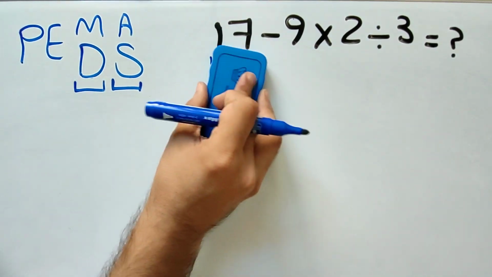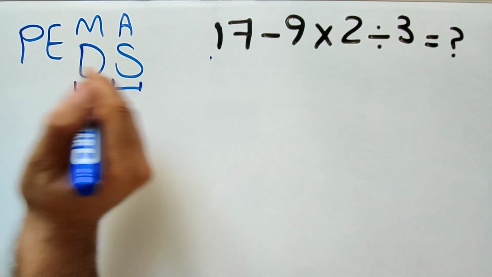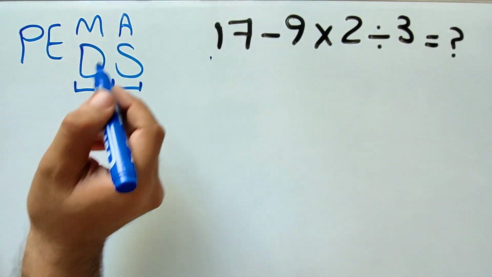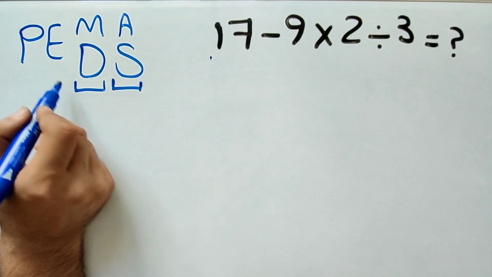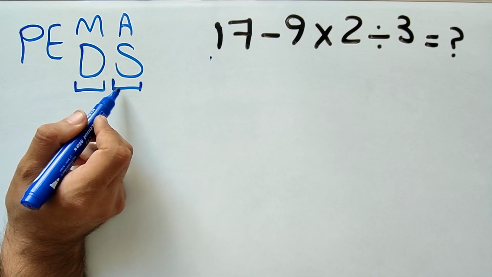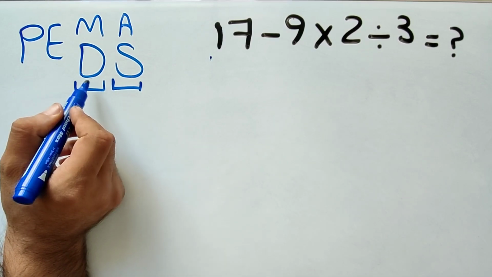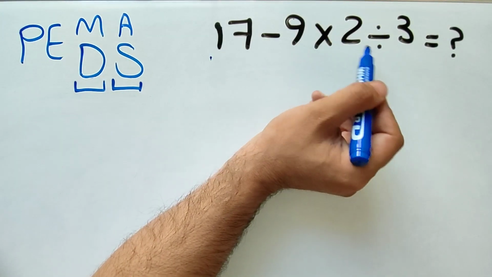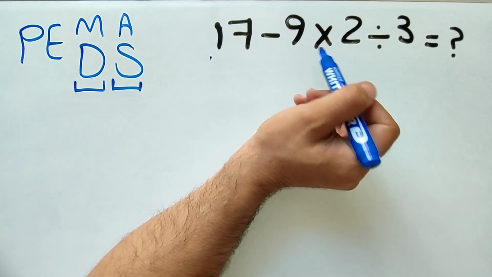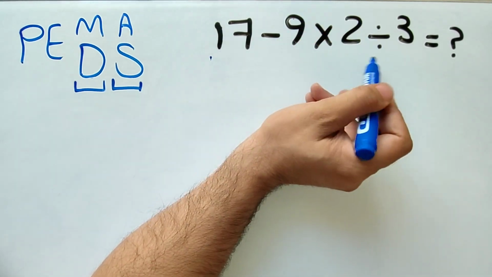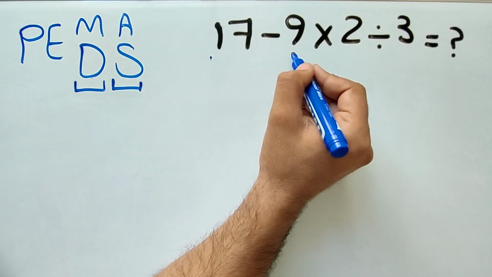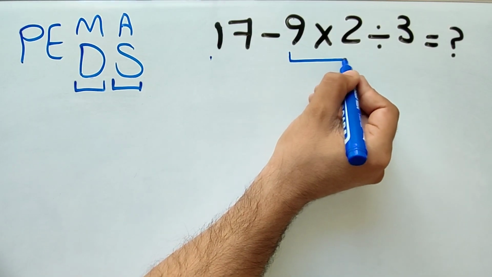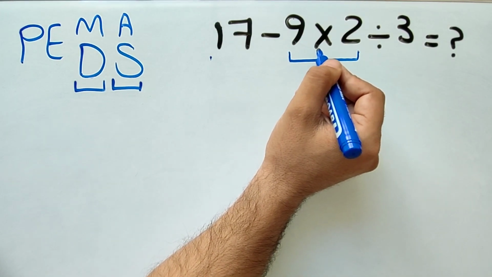According to the rules of mathematics, PEMDAS that is here, we have to solve this math expression like this. First parenthesis, then exponent, then multiplication and division, and then addition and subtraction. As we know, multiplication and division are equally important, and we have to solve this math expression from left to right. Now we have one multiplication here at first.